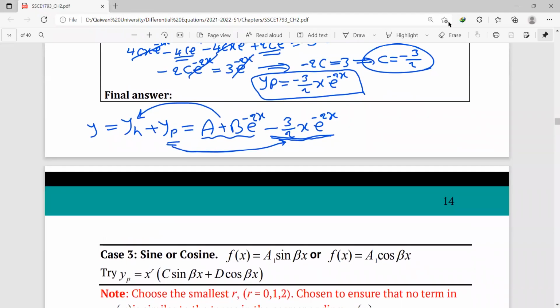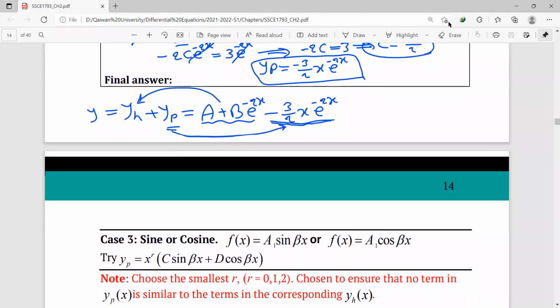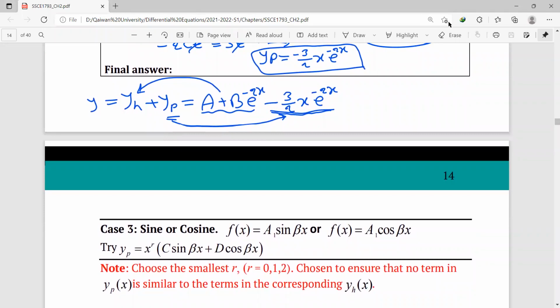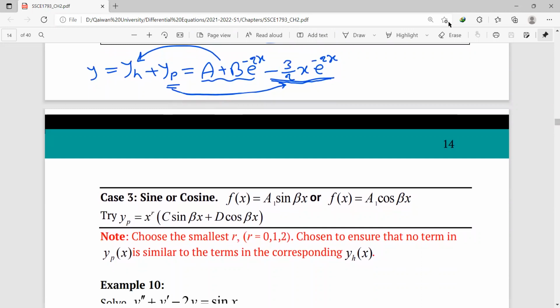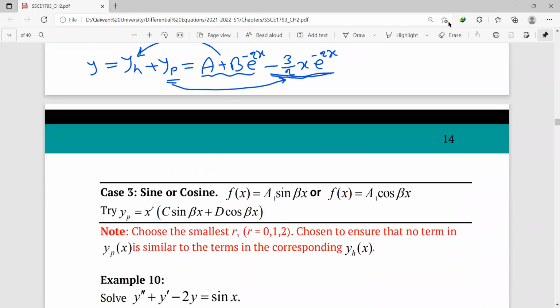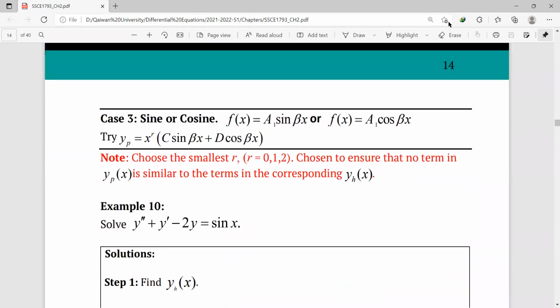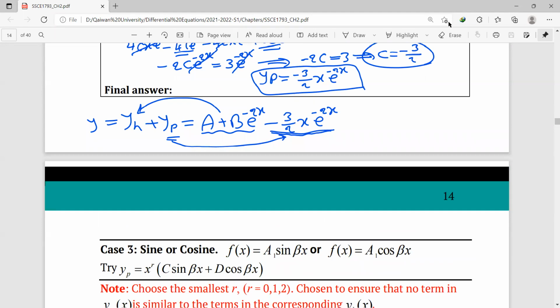In the previous lecture, we talked about solving second-order linear non-homogeneous differential equations, and we talked about the undetermined coefficients method for solving those types of differential equations. We talked about two cases, and now we have case 3. The previous cases were if the right-hand side, f of x, is a polynomial of degree n, or an exponential function.